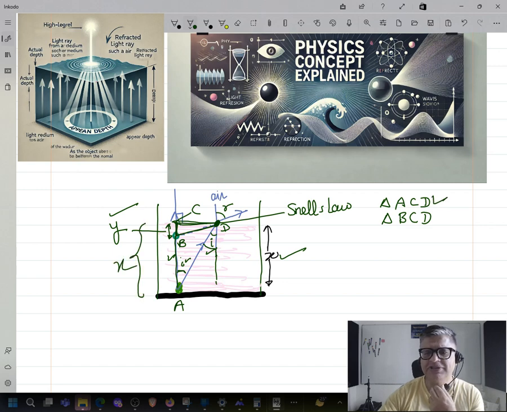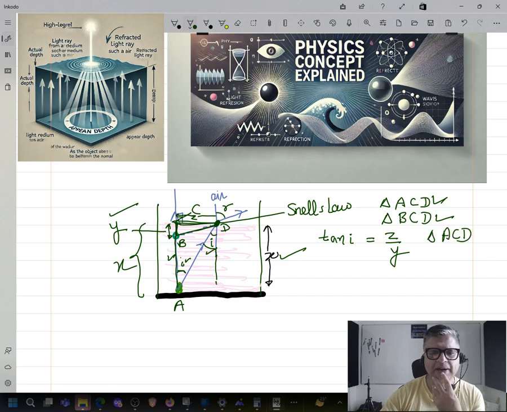Now if I use these two triangles, I can get, right? So if I want to write, for example, this distance is Z, where the image gets created. If I want to write tan of I in the triangle ACD, how do I write it? It will be Z by Y. So I'm talking about triangle ACD. No brainer, right?